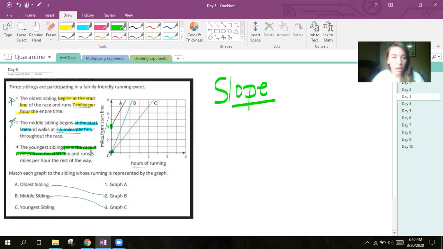All right, and then they run 5 miles per hour the rest of the way. Okay, so you can see that it's not as steep as B, and it is steeper than C. Okay, so obviously the youngest sibling is going to be graph A. Okay, so that is AMI day number 3.